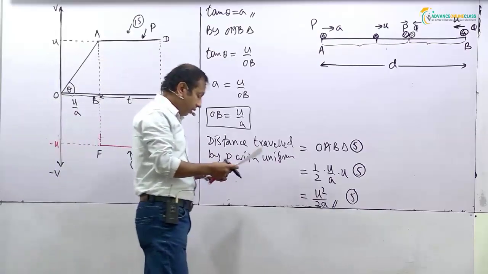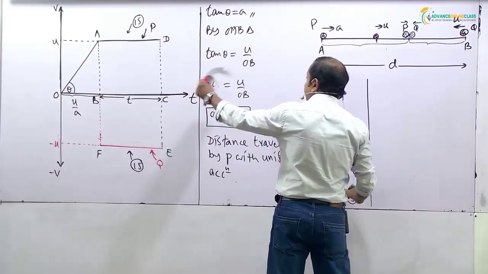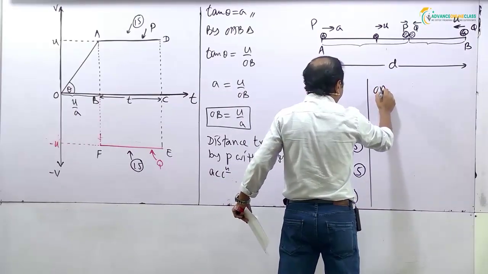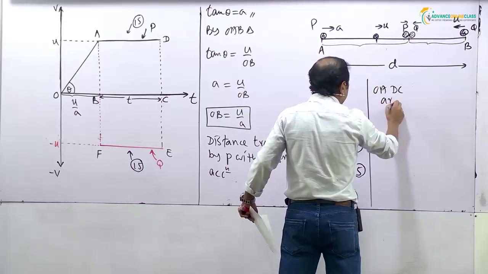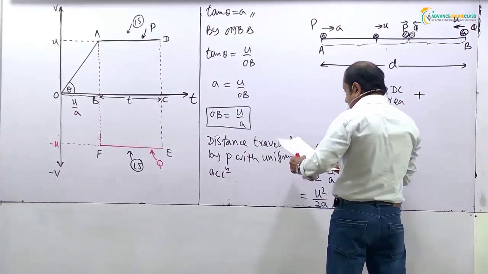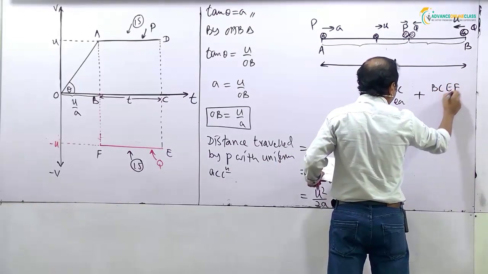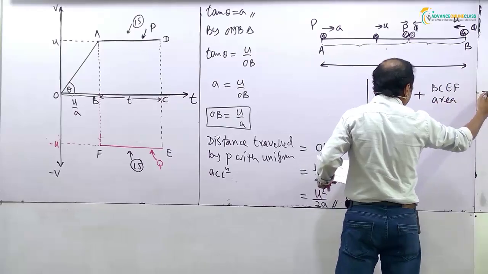Then you can write OADC area plus BCEF area is equal to D.